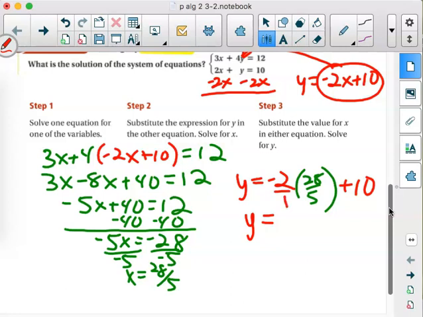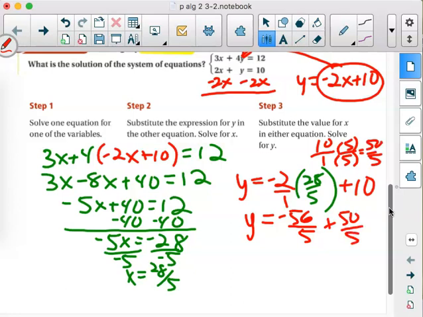You do top times top, bottom times bottom with fractions. And then we'd change 10 over 1. We have to have a common denominator, so we'd multiply the top and the bottom by 5 to 50 fifths. And, of course, we're still going to get negative 6 fifths. But it's up to you if you want to use the calculator to get that or not.